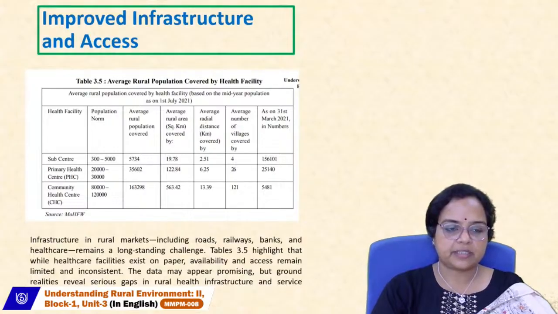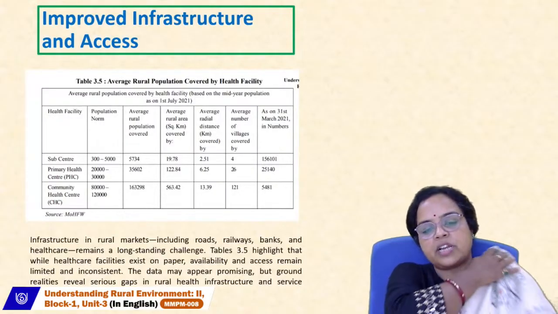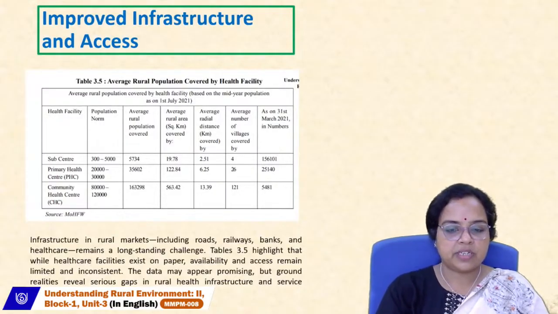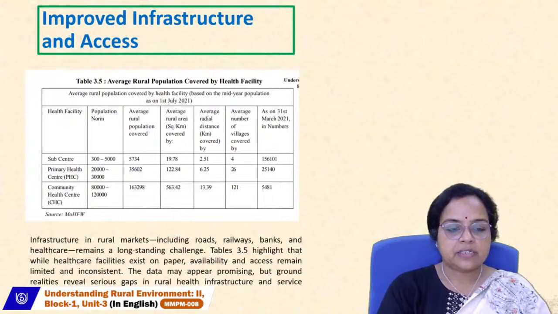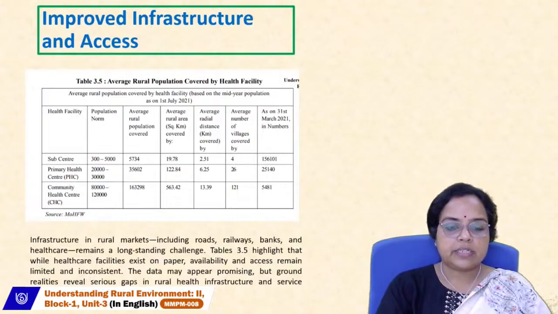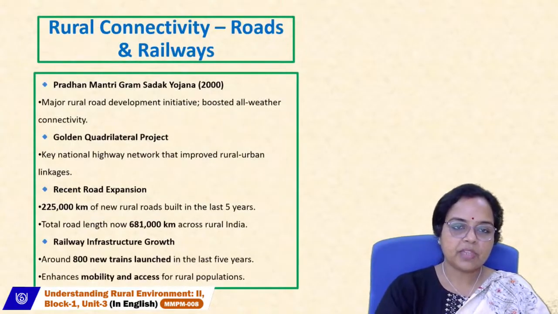Improved infrastructure and access. Infrastructure in rural markets, including roads, railways, banks and healthcare, remains a long-standing challenge. This data highlights that while healthcare facilities exist on paper, availability and access remain limited and inconsistent. The data may appear promising, but ground realities reveal serious gaps in rural health infrastructure and service delivery.